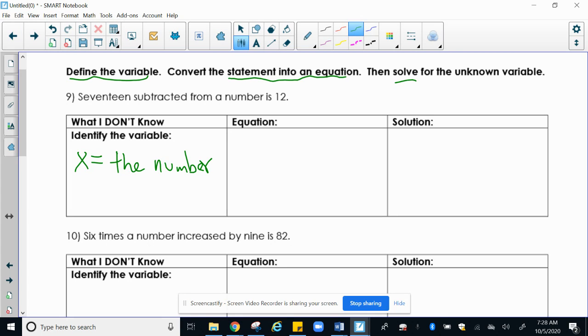We have to be careful when we write the equation for this one. This is a tricky one. It says 17 subtracted from a number. So we're taking our number and subtracting 17 from that. Our number, remember, that's really what we're calling our X. So we take our X and we want to subtract 17 from that. So X minus 17 equals 12.